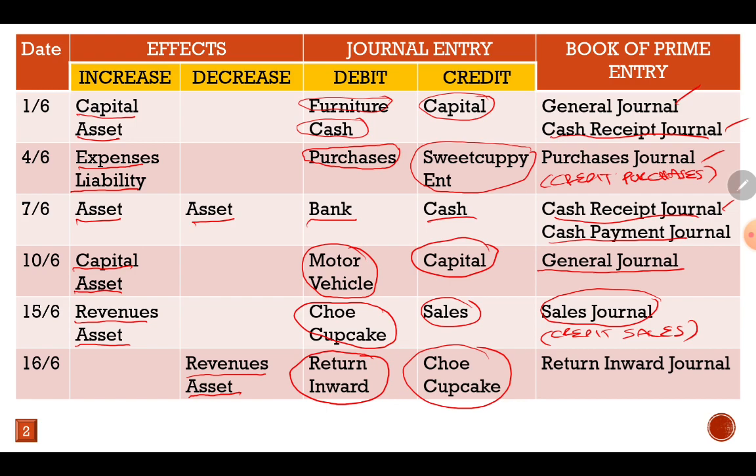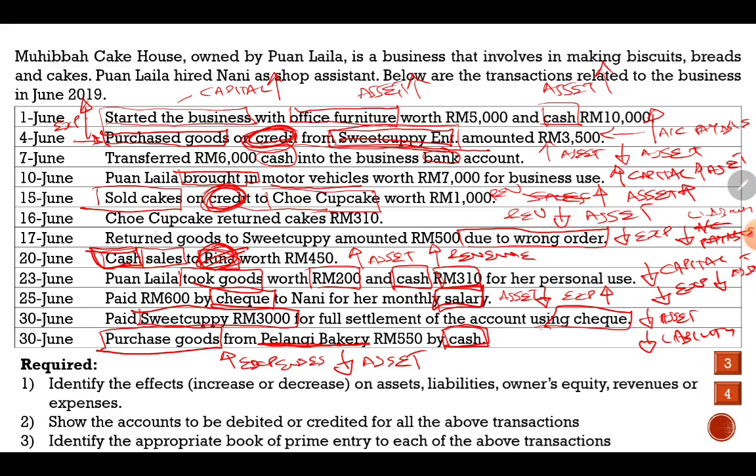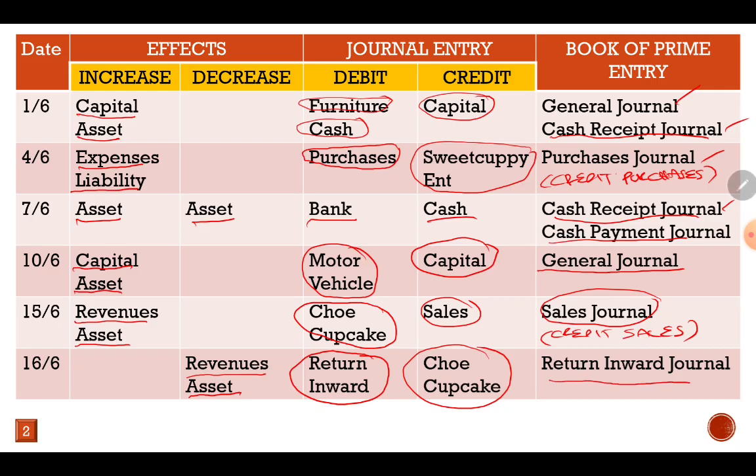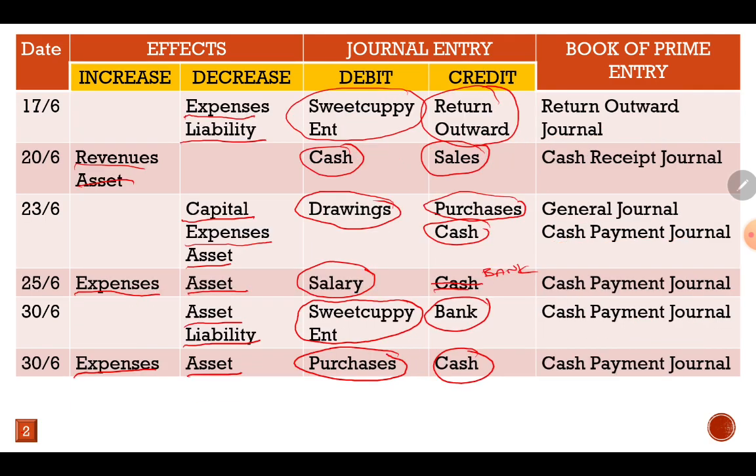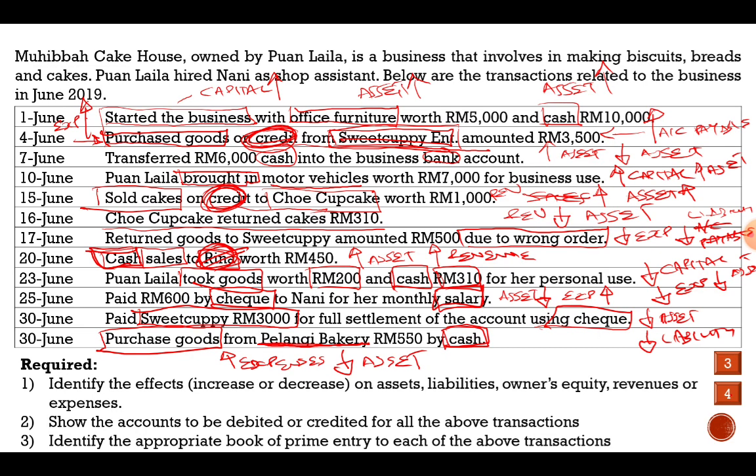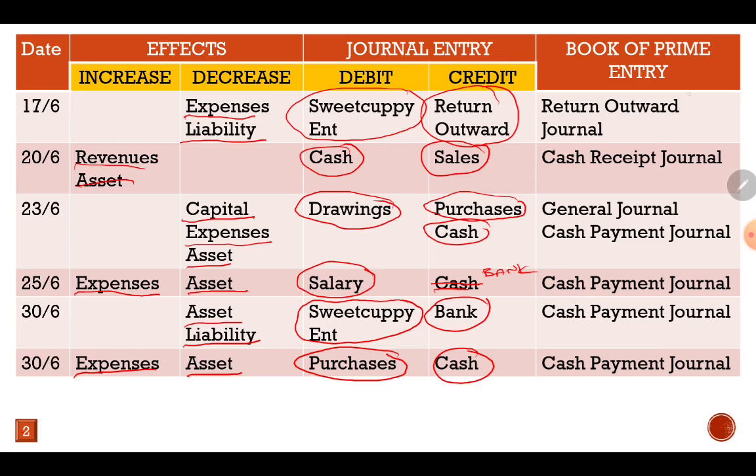Okay, on 16 of June, yang ni return. Chloe Cupcake return cakes. Maksudnya, customer pulang balik barang. So, yang ni kita akan record dalam return inward journal. Senang je ni, tak susah sangat. Okay, and then the next one will be return to Sweet Kapi. Okay, maksudnya Muhibah Cake House return goods to supplier ataupun to accounts payable. Okay, yang ni kita akan record dalam return outward journal.